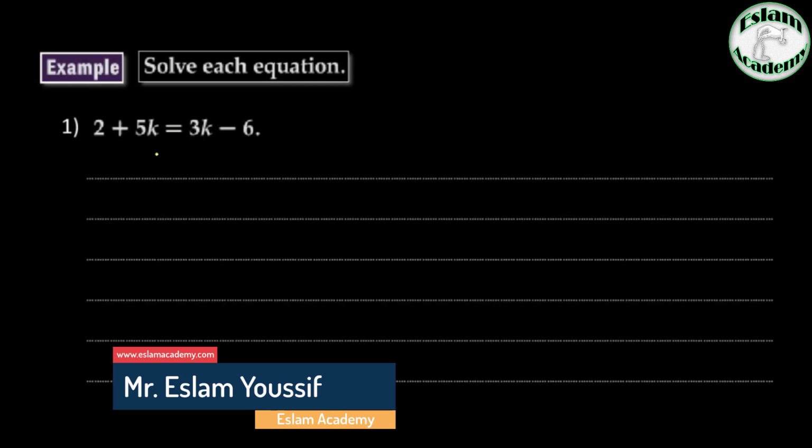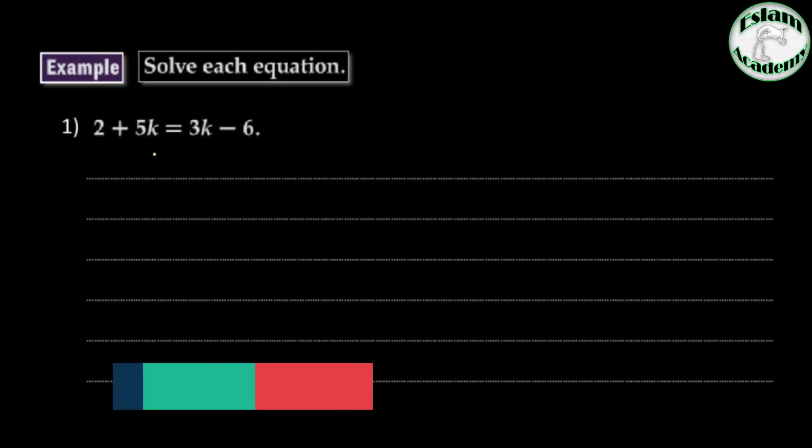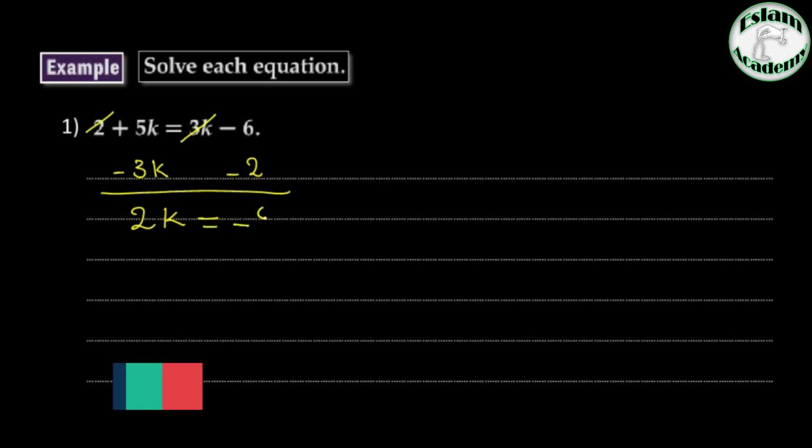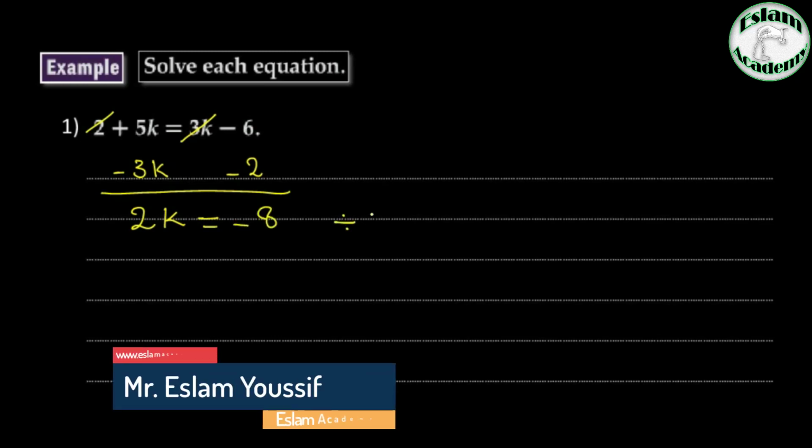To solve this equation we need to write all of the variables on the left hand side and all of the numbers on the right hand side. Now we have 3k on the right hand side with a positive sign. To shift it, we subtract 3k. 2 with a positive sign, if you shift it to the right hand side you subtract 2. Now 5k minus 3k equals 2k, equals negative 6 minus 2, which equals negative 8. Now we can divide all of the equation by 2, so k is equal to negative 4.